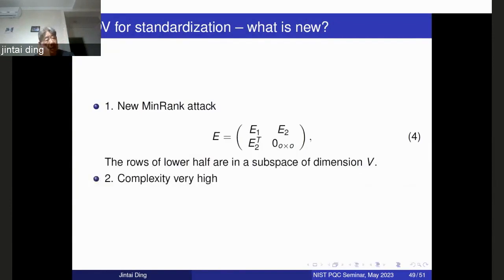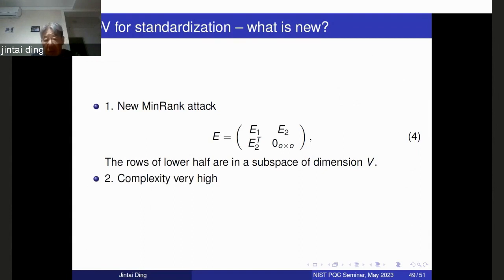The last part is about a new attack we discovered. We call it a new MinRank attack. The description of this attack is very simple, and it is related to what we did for the attack on the HFEv case. Let's look one more time at the matrix corresponding to the essential maps. Here we consider the case of odd characteristic, where you have E equal to E1, E2, and E2 transpose.